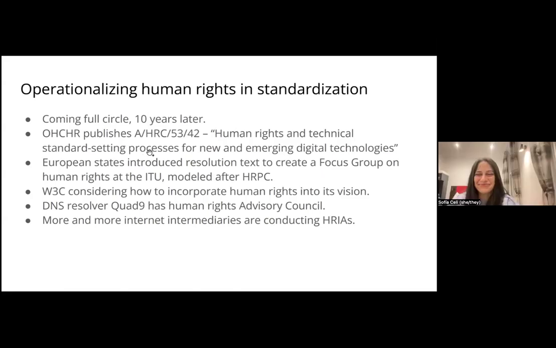So I'll hand it over to Sofía now to give you a better picture of what we are doing. Yes. Okay, I'm unmuted. Thank you very much for that, Mallory. As Mallory was saying, we have this group, which is HRPC, in this standardization body, which is the IETF.